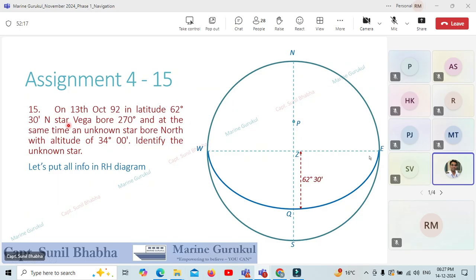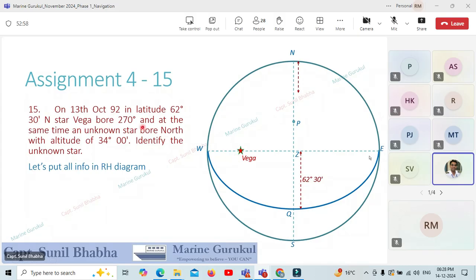Now the next information which the question tells me is that star Vega bore 270. In this diagram, the 270 bearing is represented by line ZW. So Vega has to be somewhere on this line. I don't know the altitude of Vega, so I will pick any random location here and put star Vega in this location. So we have the star Vega in our rational horizon diagram now.